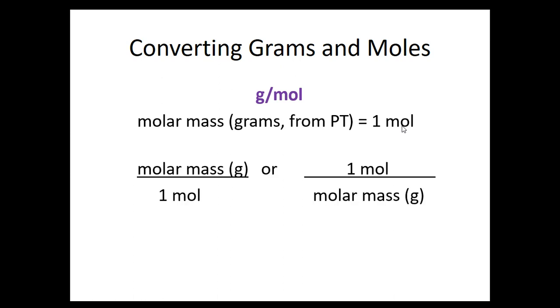So keeping that in mind, we're going to use 2 possible setups. This is a ratio, number of grams in 1 mole. So you either have grams on top with 1 mole at the bottom, or you have 1 mole on top with grams at the bottom. These are your 2 possible setups.